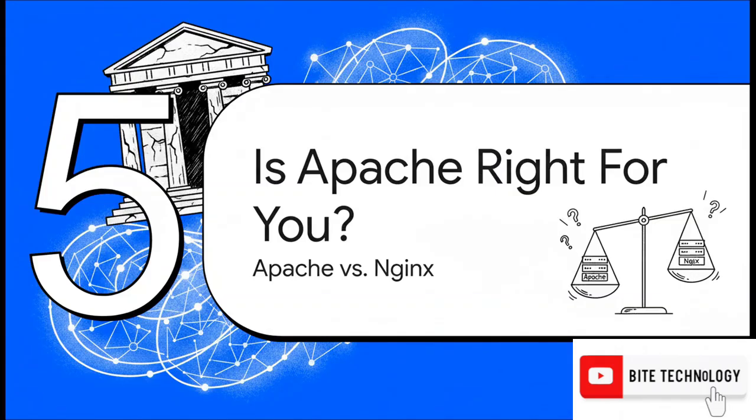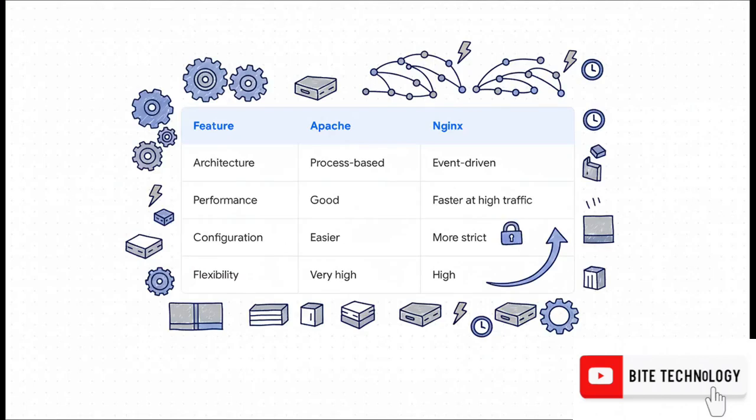Now, Apache is a legend, for sure, but the web has changed a lot since 1995. So in today's world, how does it stack up? Is it still the right choice for a new project? Well, its main rival these days is another server called Nginx. And the key difference really comes down to how they're built, their architecture.